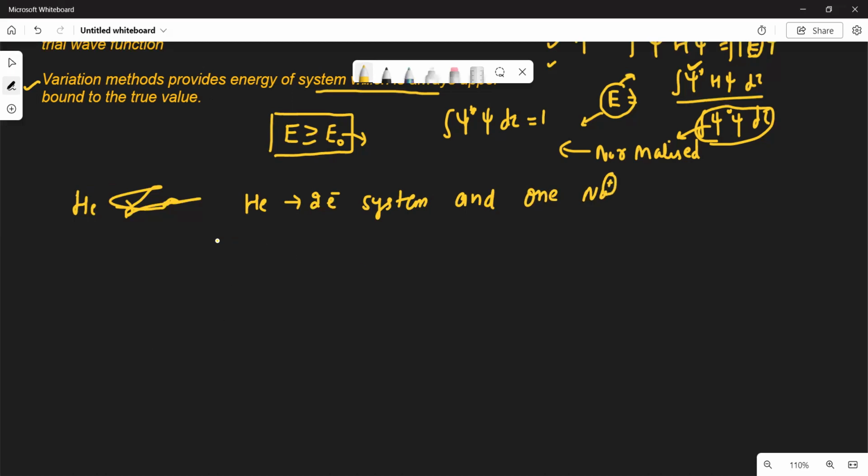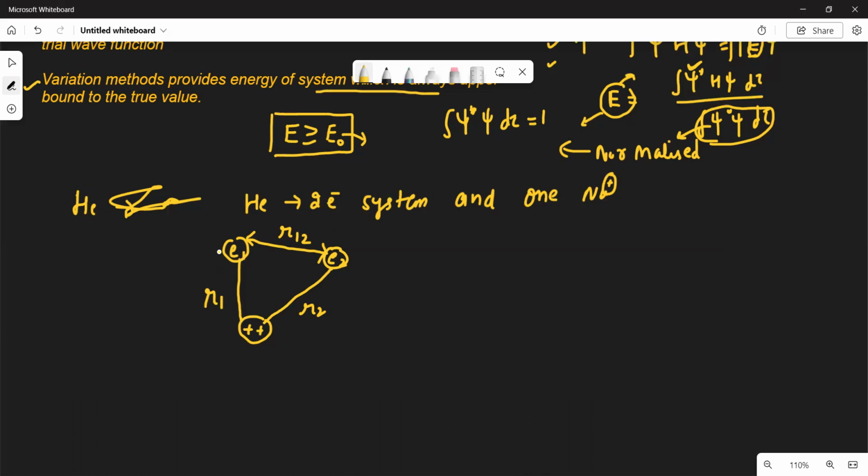So we can represent the helium atom like this. Here I'm representing the plus by the nucleus, and here we have two electrons, electron 1 and electron 2. Let's suppose the distance of electron 1 from the nucleus is R1, and the distance of the second electron from the nucleus is R2. And the inter-electronic distance between electron 1 and electron 2 is R12.